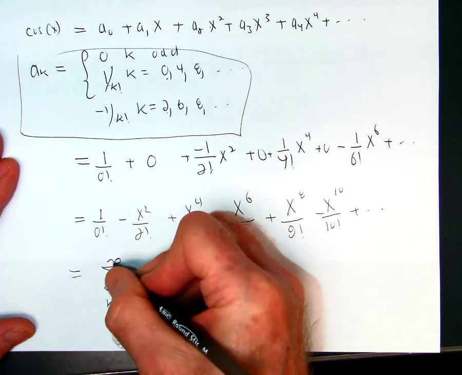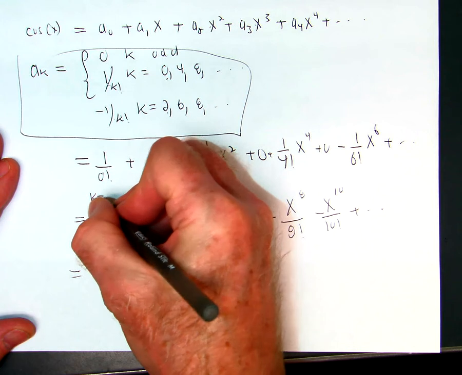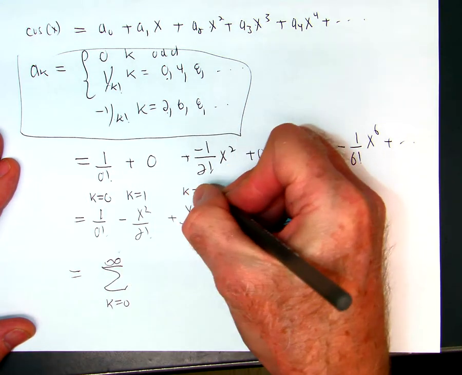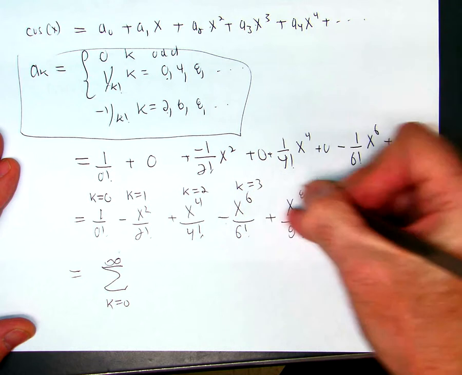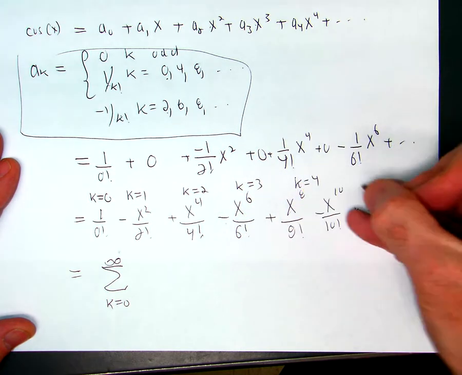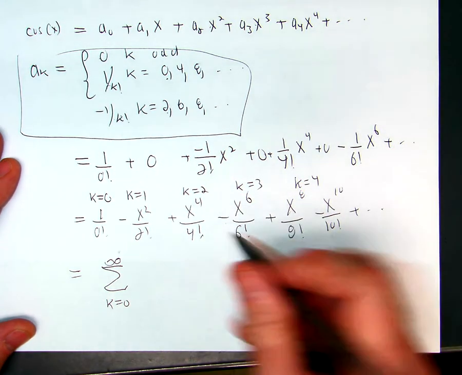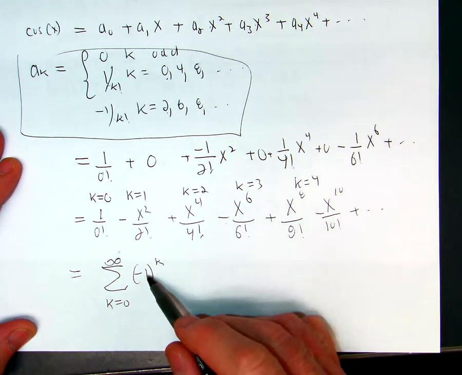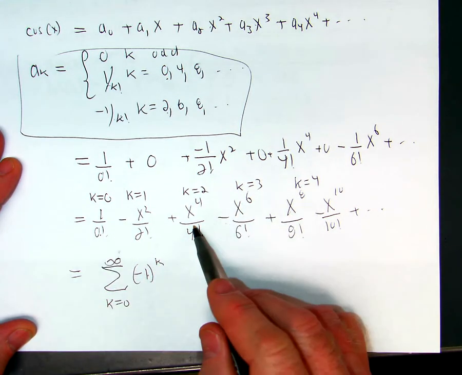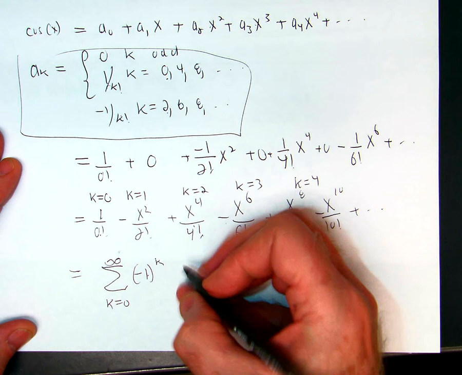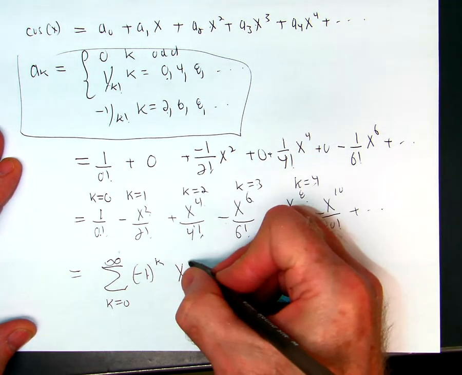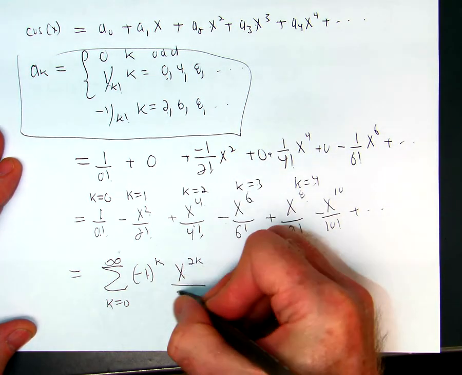I'm going to start my count at 0 because that's standard. That's 0. This is 1. This is k is equal to 2. k is equal to 3. And you get a really nice pattern. You can see it. Well, this is going to be (-1)^k. This makes it alternate in sign: positive, negative, positive. My exponent is twice the index. So x^(2k) over (2k) factorial.